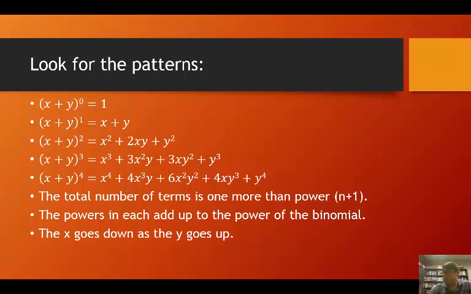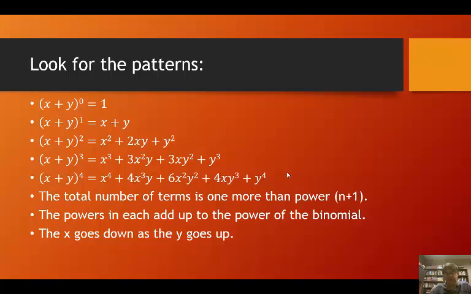So just notice here we have x squared, x1, no x. x3, x2, x1, no x. x4, x3, x2, x1, no x. And by contrast, no y, 1y, y to the second. No y, y to the first, y to the second, y to the third. No y, y to the first, y to the second, y to the third, y to the fourth. So you see these powers. There's another pattern.